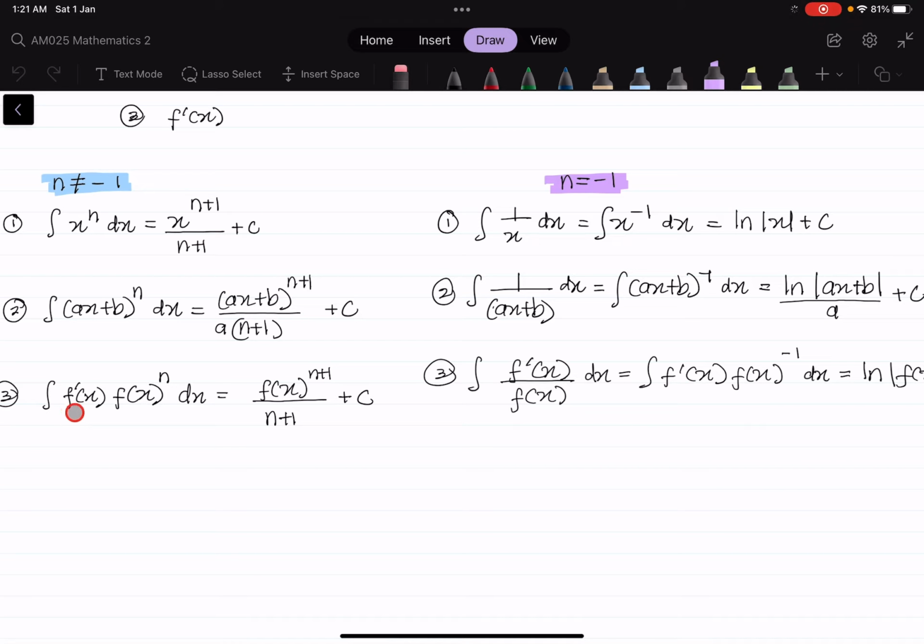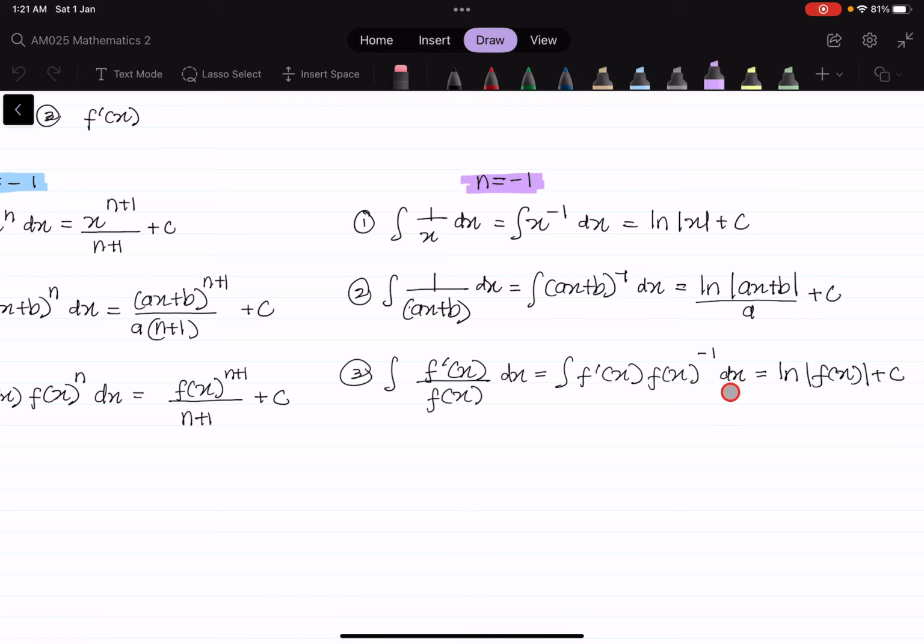If our function here is differentiable, then do the same thing. If the power is not equal to -1, then plus the power with 1, divide by n plus 1. But if the power is -1, it becomes ln. You just have to make sure that the function is differentiable.